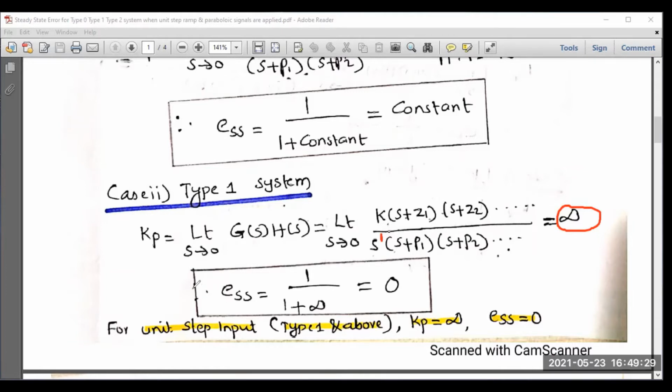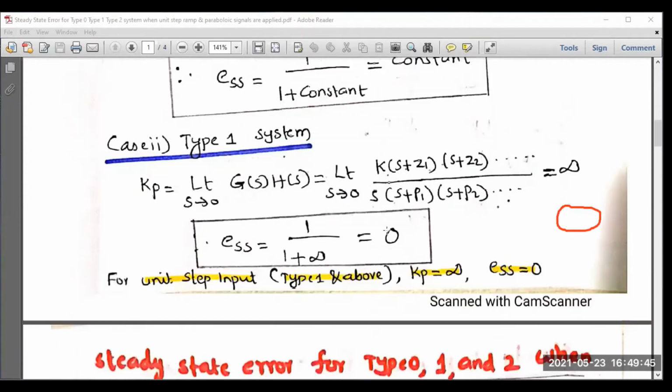Now I can calculate the steady state error. You know the formula, steady state error is equal to 1 by 1 plus Kp. In place of Kp, I have to put infinity. So this 1 by 1 plus infinity will always be 0. That you have to remember. Now let us make a conclusion. Consider a unit step input. For type 1 and above, always remember that the positional error constant will be infinity. If the positional error constant is infinity, surely I can say that the steady state error is equal to 0.